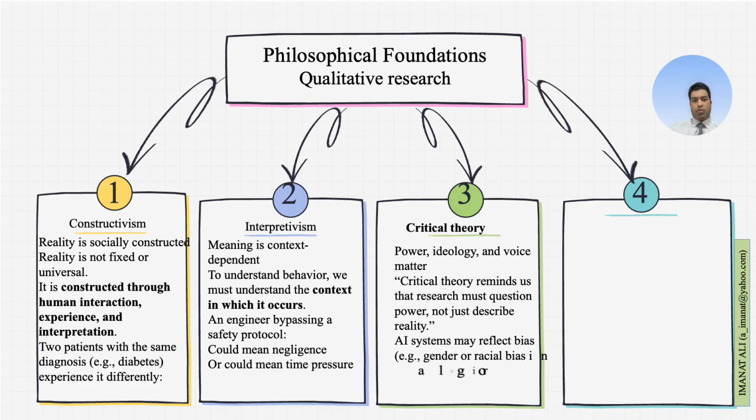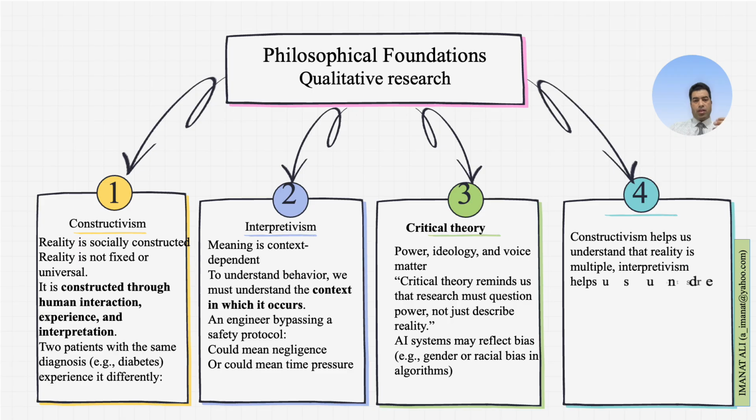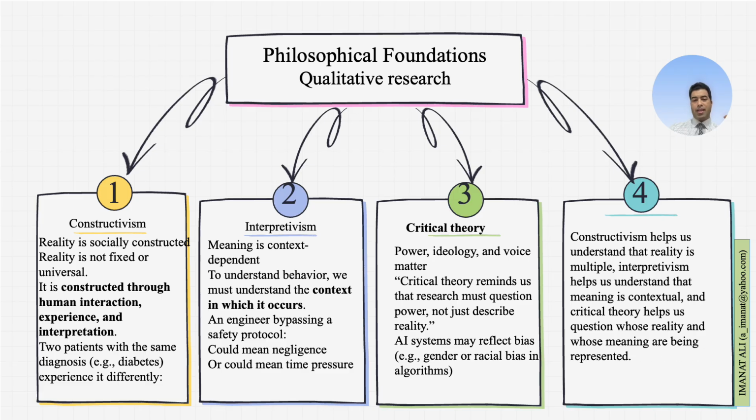So just for instance, an AI system may reflect bias. So this is a kind of notion. Critical theory can be linked to qualitative data. Then if we move forward further, constructivism helps us understand that reality is multiple. Interpretivism helps us understand that meaning is contextualized, and critical theory is based on that.